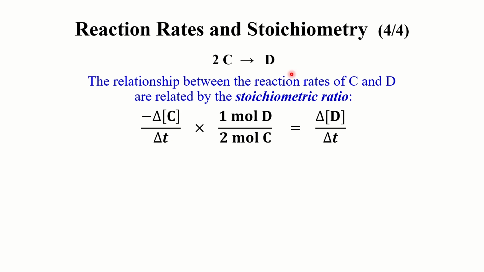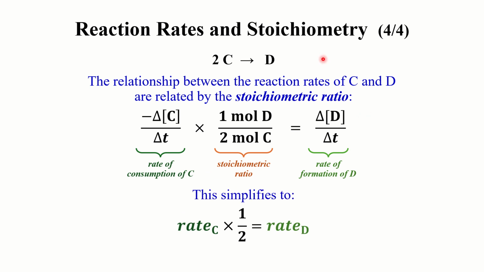So from this, we can establish a stoichiometric ratio. So the relationship between the reaction rates of C and D are related by this stoichiometric ratio, where we can say the relative rate of C times 1 mole of D over 2 moles of C. So this is essentially a stoichiometric ratio, or a conversion factor from the balanced chemical equation, equals the relative rate of D.